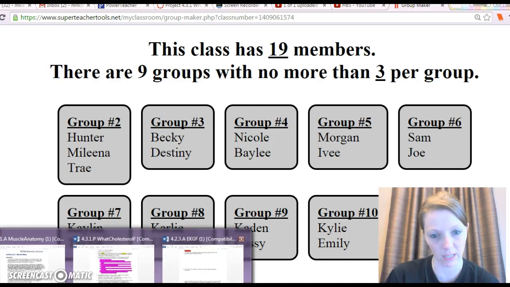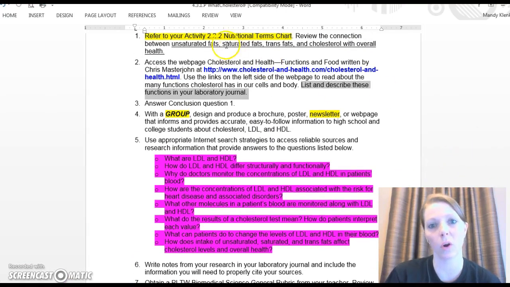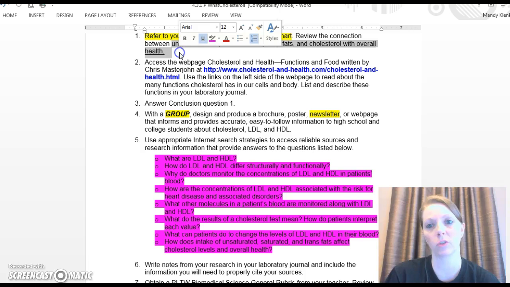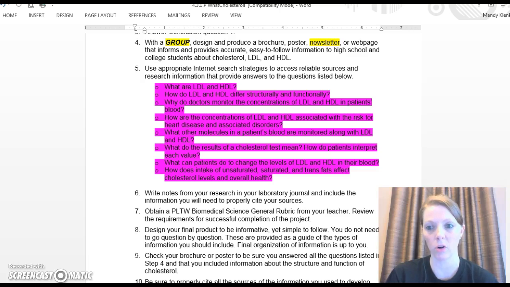All right, we're going to go back over here to the activity, and here's what you're going to do. After you have reviewed your 222 nutritional terms chart, and you've looked at saturated fats, unsaturated fats, trans fats, and cholesterol, I'm not going to have you go into extreme detail on this. I want this to be one page, front page only. You are basically going to make an informational newsletter about these things in purple. Okay, this is step 5 of your procedure. Basically, they are wanting you to make an informational handout about cholesterol and how it is tied to your health.